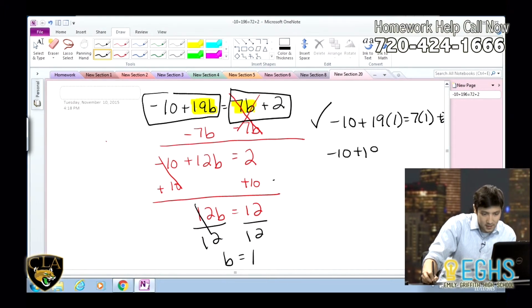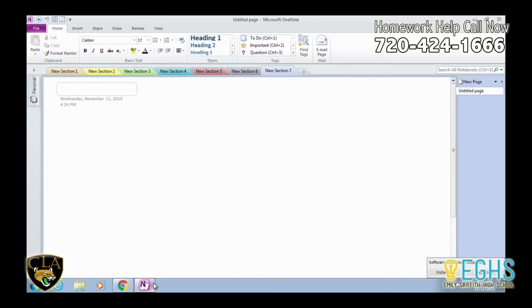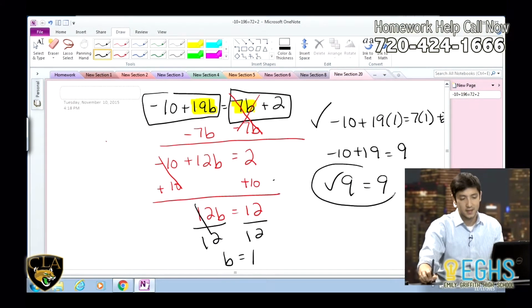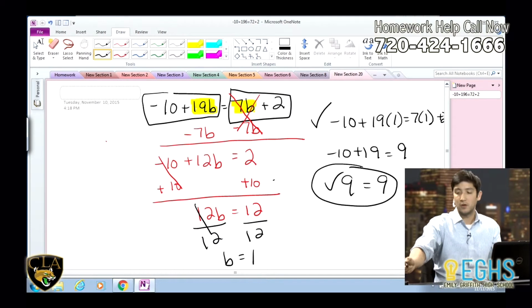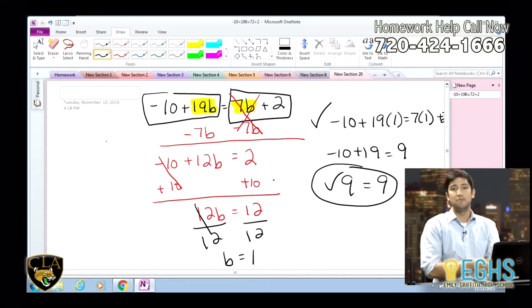-10 plus 19 equals 9. And in this case, 9 does equal 9, so that worked out. So it's really easy to check these if you're ever doing your homework or just taking a test. You can always be sure that you got the right answer by substituting and making sure that the statement is true.